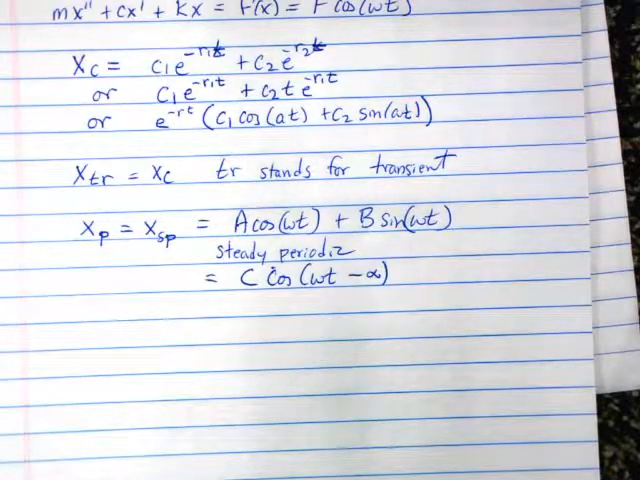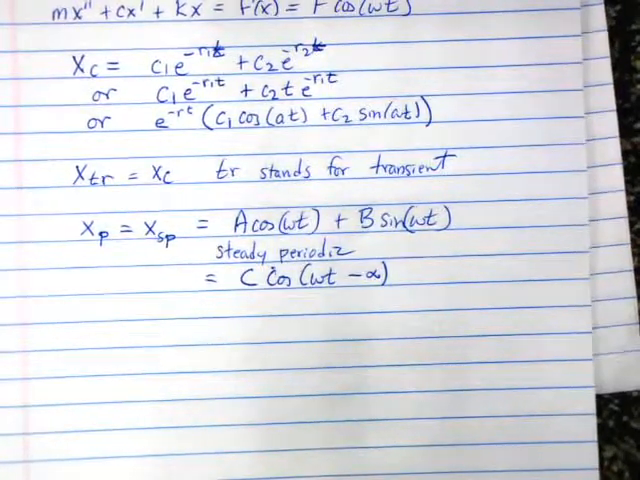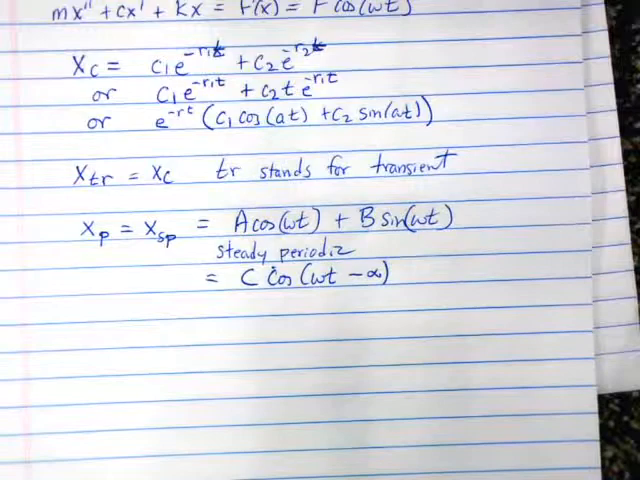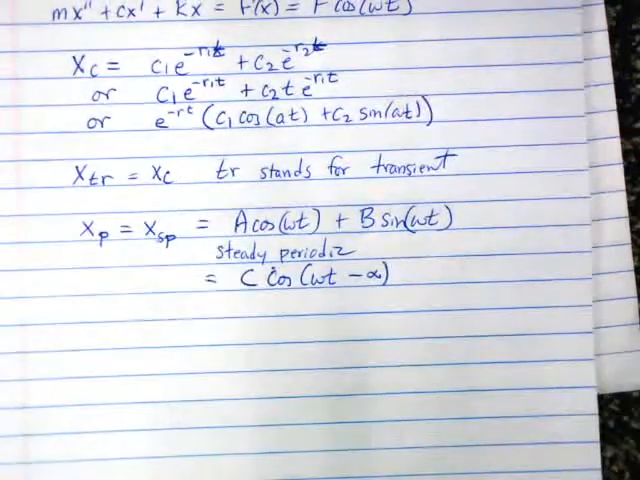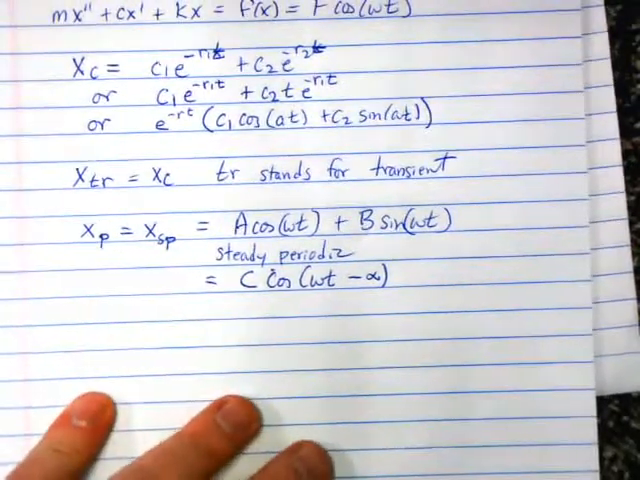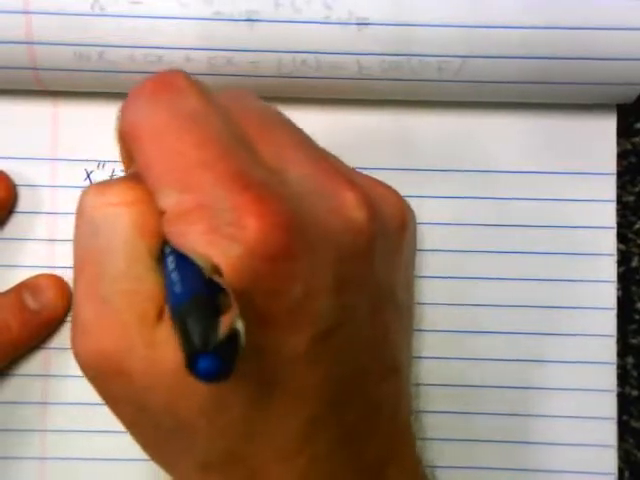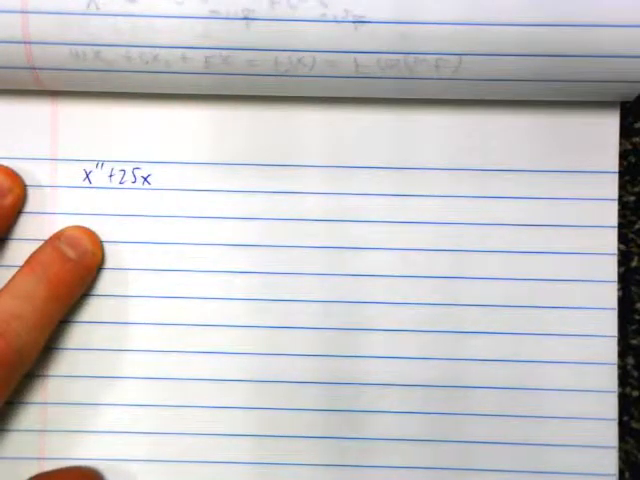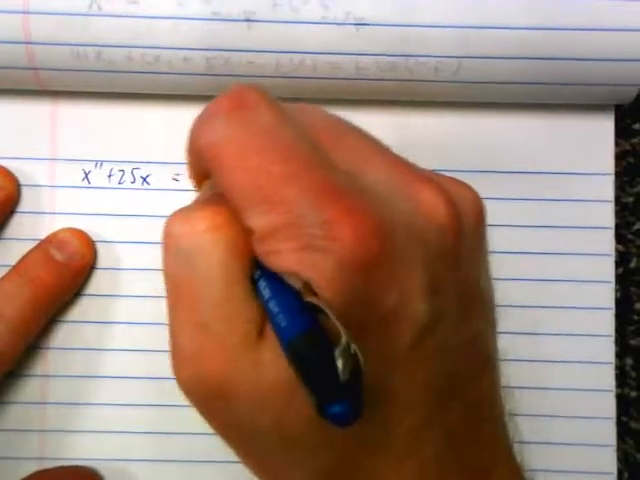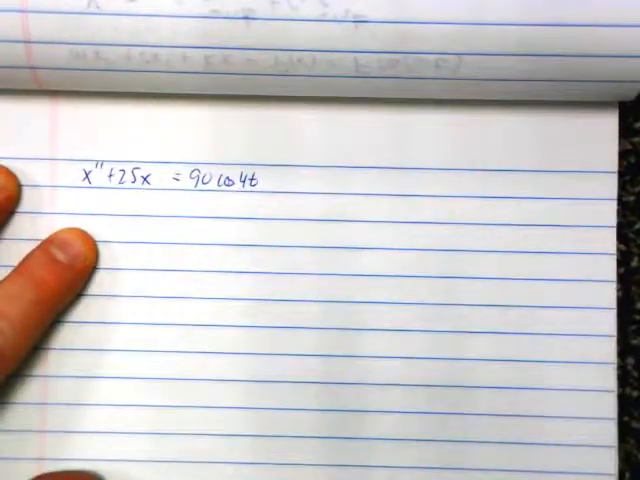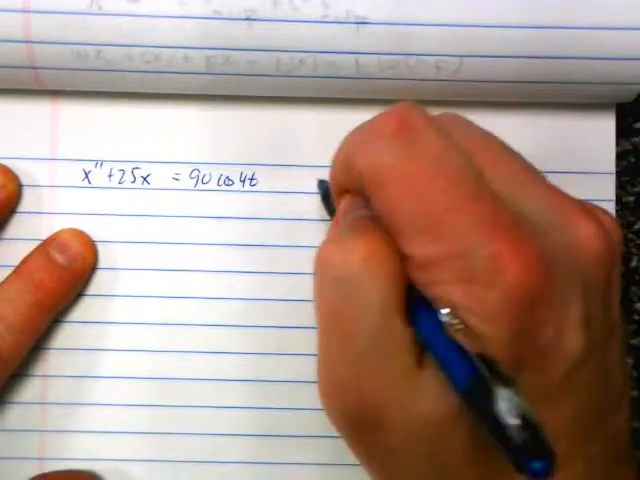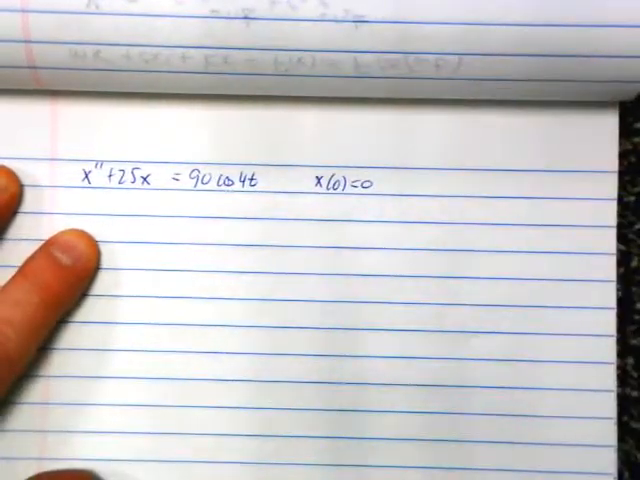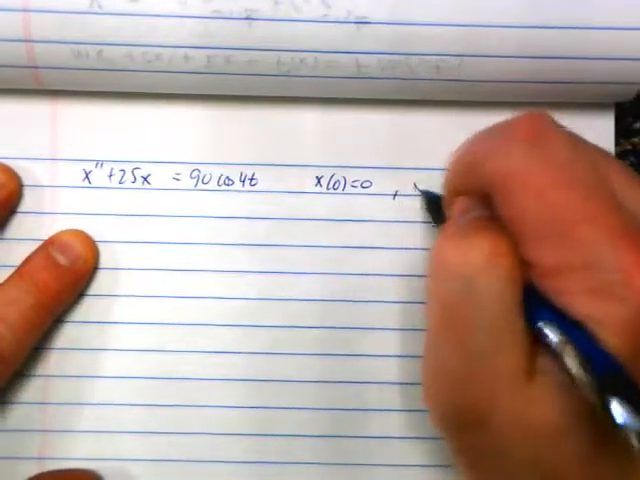All right, so let's try doing an example and see how these all work out. x double prime plus 25x equals 90 cosine 4t. And the initial conditions are x at 0 equals 0 and x prime at 0 equals 90.